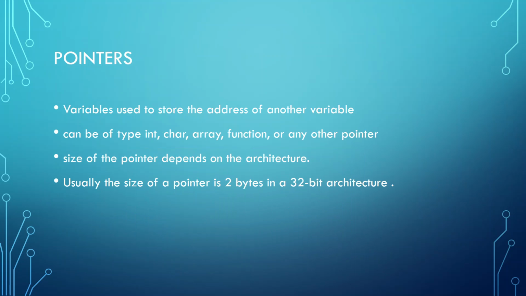As I said, they are variables used to store the address of another variable, and it can be of any type. If you are going to store the address of an integer variable, then the pointer can be an integer pointer. Similarly, if you are storing the address of another pointer using a second pointer, in that case the type of the pointer should be a pointer itself. We'll see programming examples for all these.